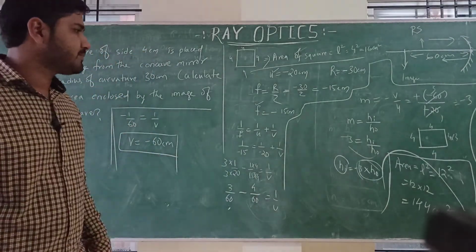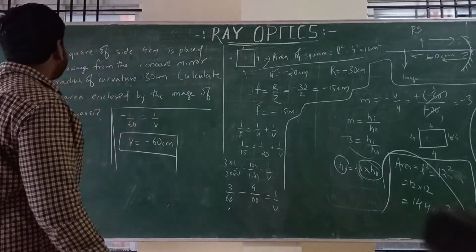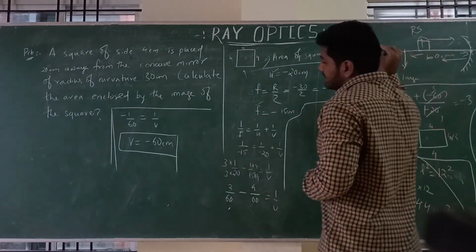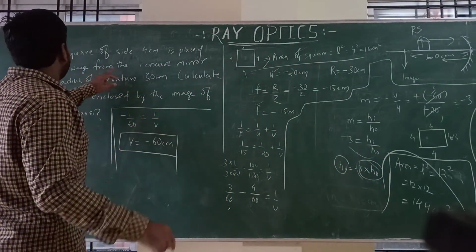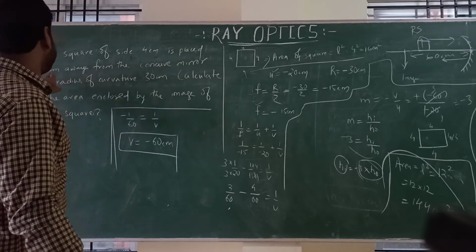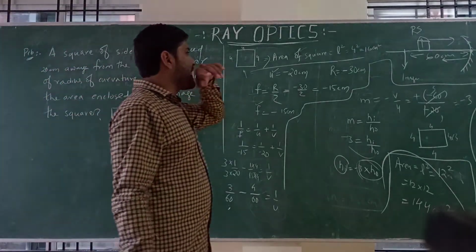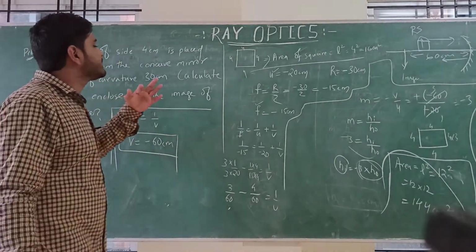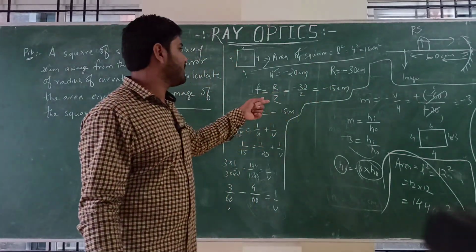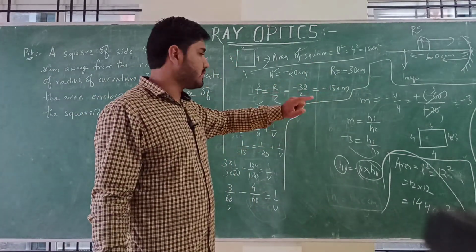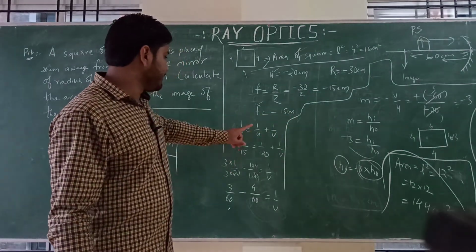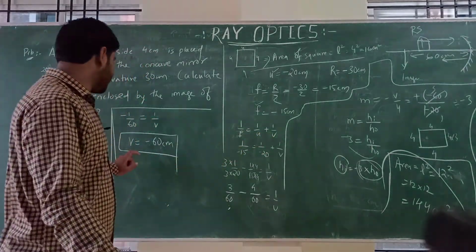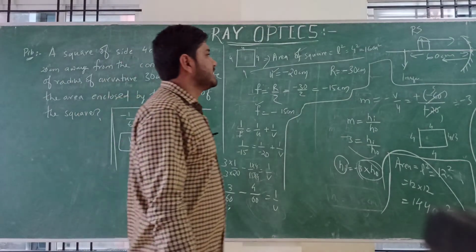I hope you understood this. One more time I will repeat it. They have placed a square in front of a concave mirror, with side 4 centimeter, 20 centimeter away from the mirror. So the object distance is minus 20 centimeter and the radius of curvature is minus 30. Using f is equal to r by 2, we got f is equal to minus 15. Substituting in 1 by f is equal to 1 by u plus 1 by v, we get the image distance v is equal to minus 60 centimeter.